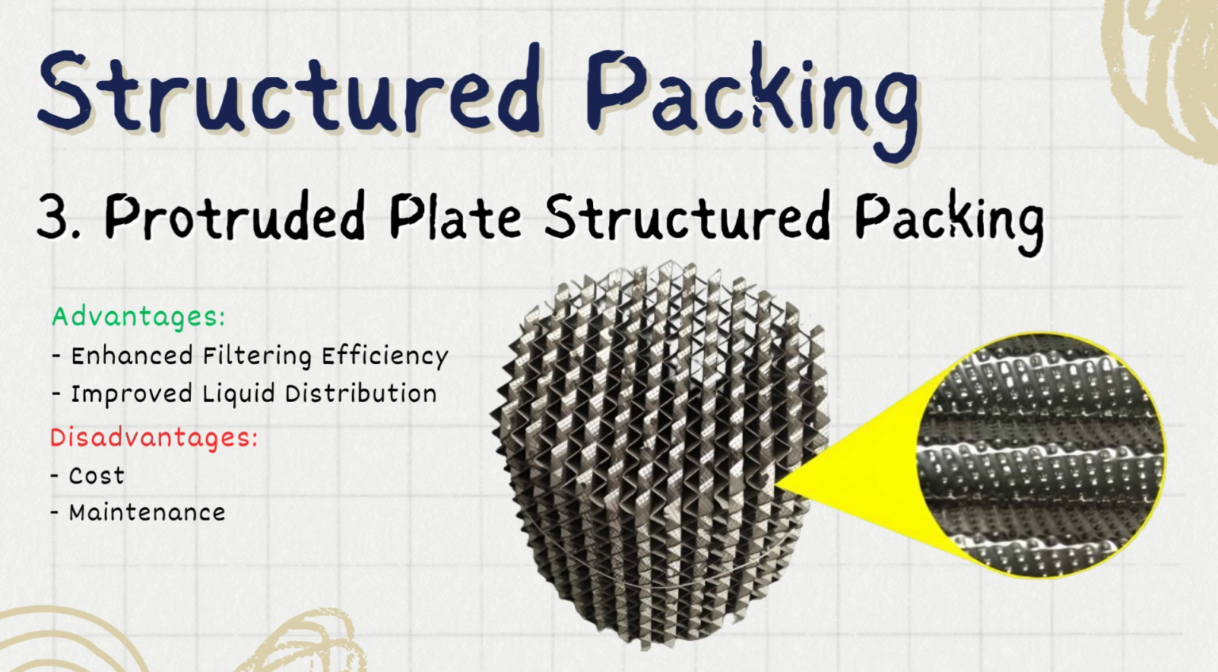Guys, the protruded plate structured packing is a specialized type of perforated plate packing where the plates are designed with protrusions. These protrusions improve the filtration efficiency by enhancing the liquid distribution and vapor liquid contact. In simple words, you can think of it like an advanced version of perforated plate structured packing, where because of the protrusions, they possess improved filtration efficiency by enhancing the liquid distribution and vapor liquid contact.